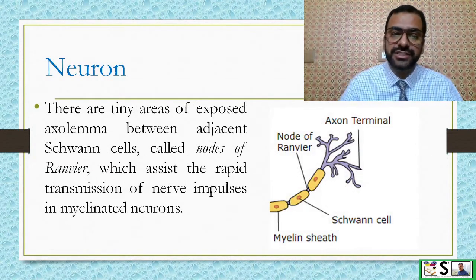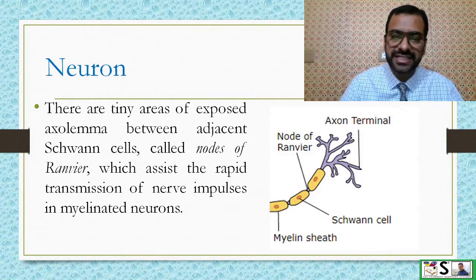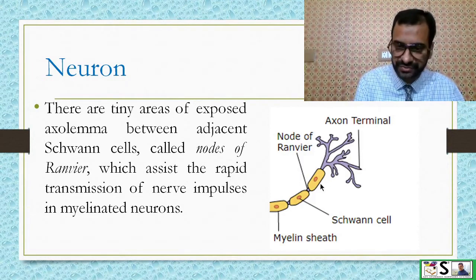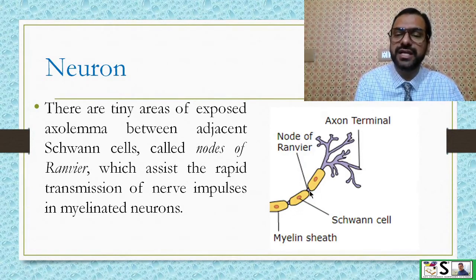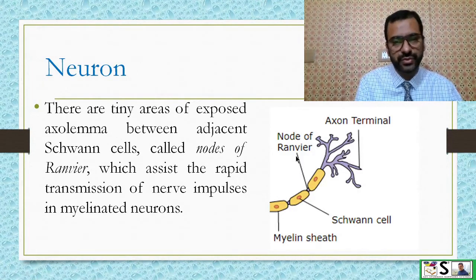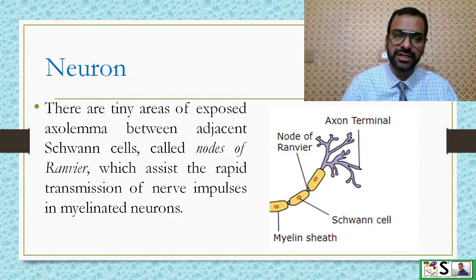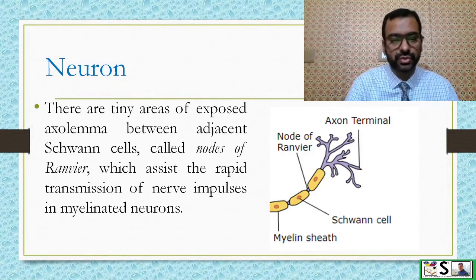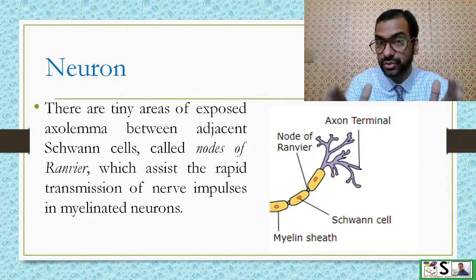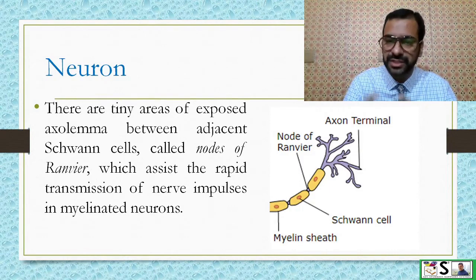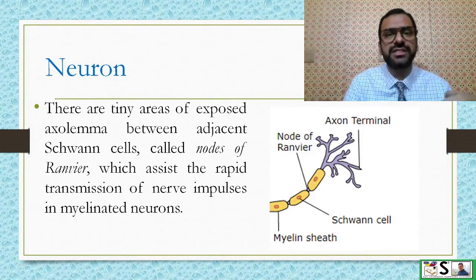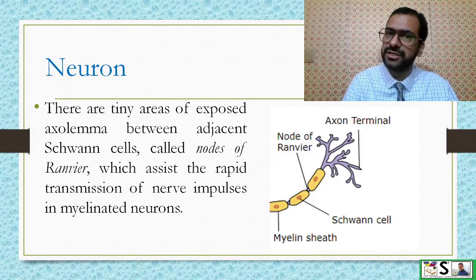There are tiny areas of exposed axolemma between adjacent Schwann cells known as nodes of Ranvier. So these are Schwann cells and this is the exposed area of the axon. This is known as the node of Ranvier, which assists the rapid transmission of nerve impulses in myelinated neurons. So myelinated and non-myelinated neurons are there all over the nervous system. The axon of a neuron which contains myelin is known as a myelinated neuron, and one which does not contain the myelin sheath is known as a non-myelinated neuron.